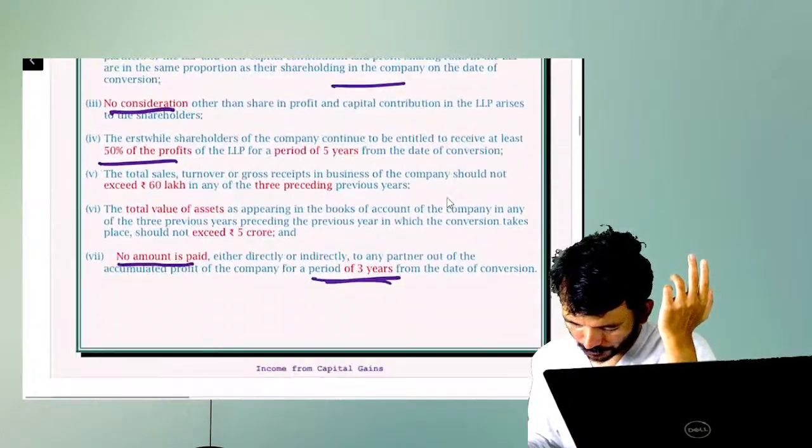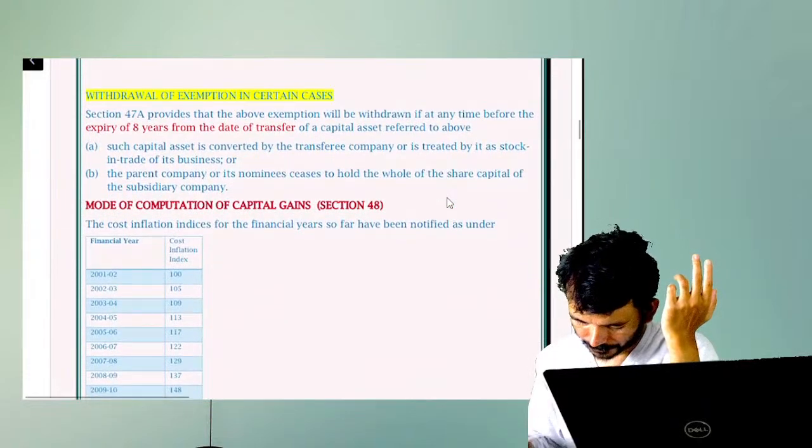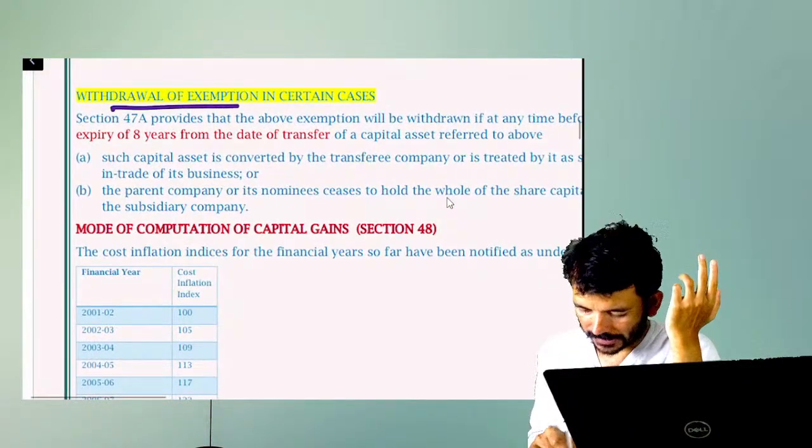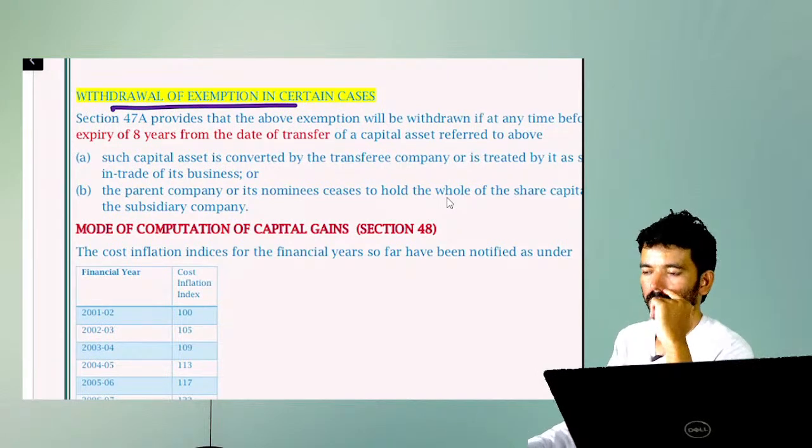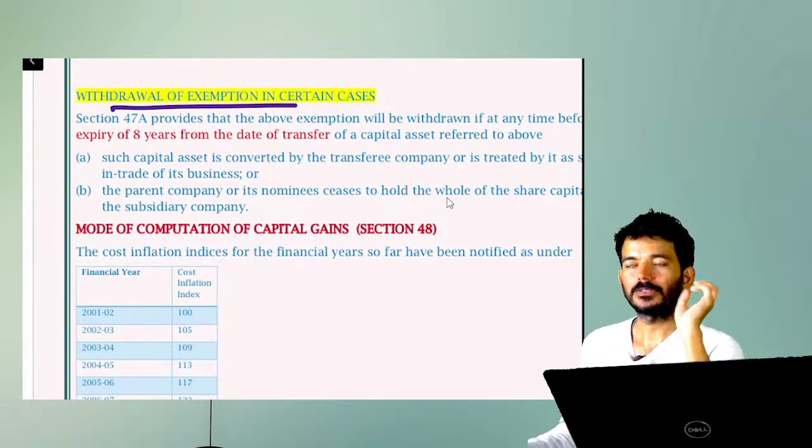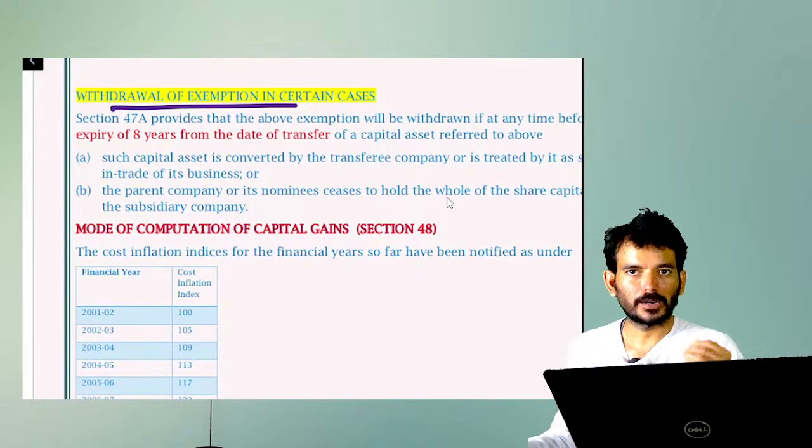Okay, so now we will go to section 47, which is like all exemptions. I know, not transfer. You should not use the word exemptions. All the transactions which are not regarded as a transfer.